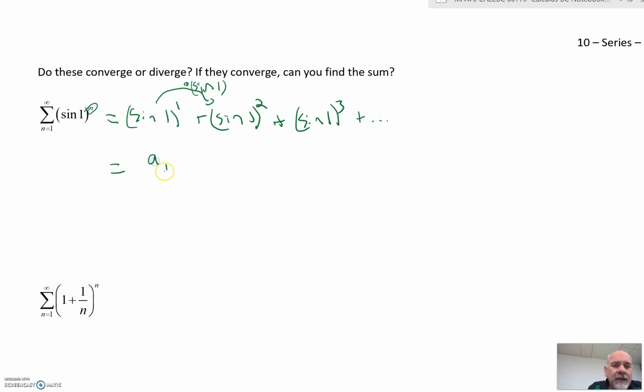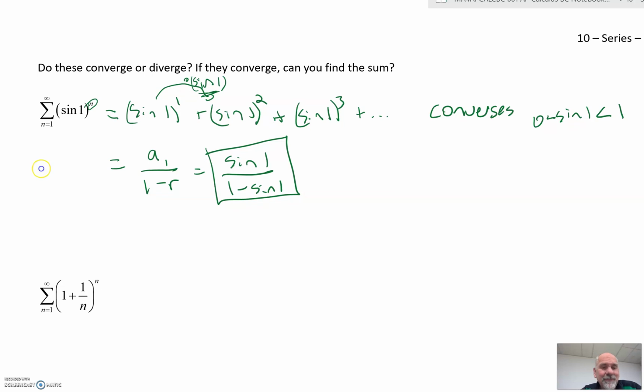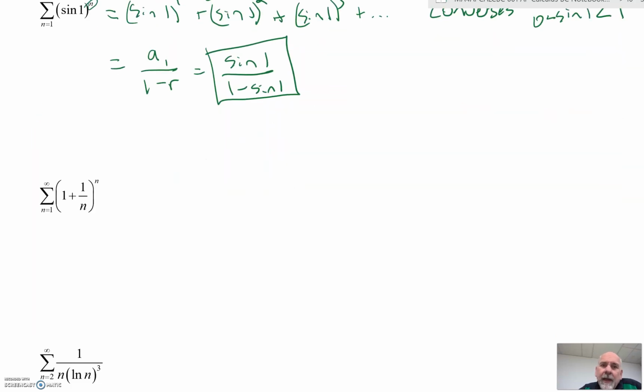It converges because sine 1 is less than 1. It's some decimal between 0 and 1, and greater than 0. It just has to be between -1 and 1, because the ratio needs to be between those numbers. And if it's geometric and it converges, you can find the sum. It's the first term over 1 minus r, and that's what it converges to. That's it. We looked at this one in class. This is one that diverges by the nth term test, because the terms aren't getting closer and closer to 0.